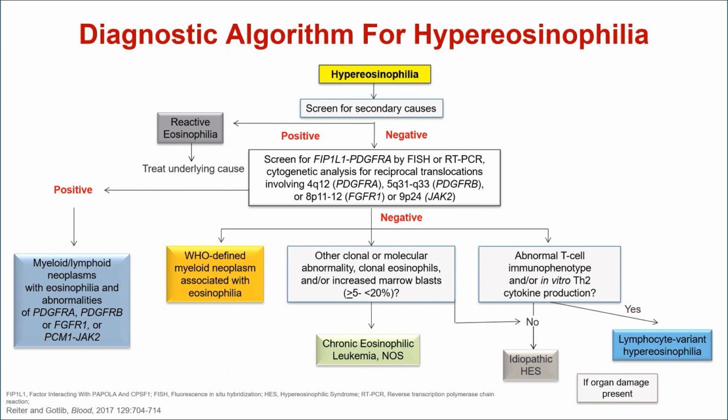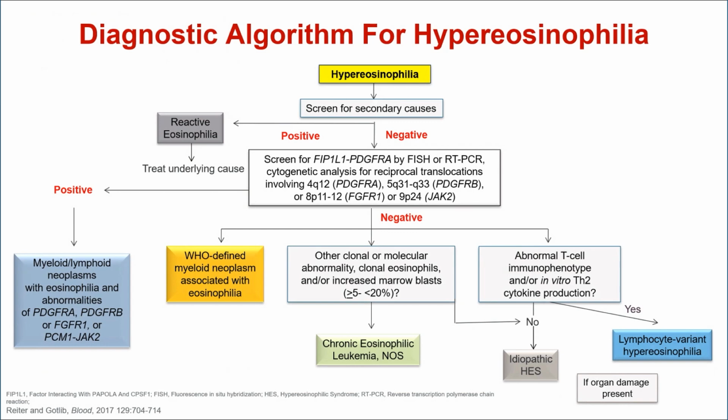Cytogenetic in particular, in the middle of the slide, which would identify rare diseases that we called myeloid lymphoid neoplasms with eosinophilia. They are driven by different abnormalities, which I will explain in a minute. If they are not present, then we look for clonality markers of other types, which would then identify patients with chronic eosinophilic leukemia, which is straight down from the top to the bottom.